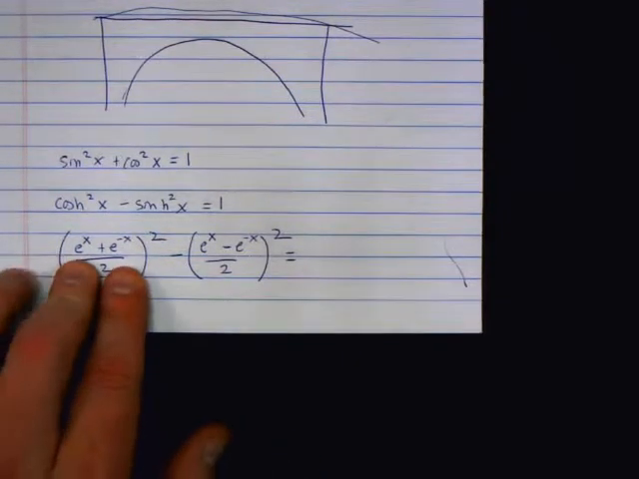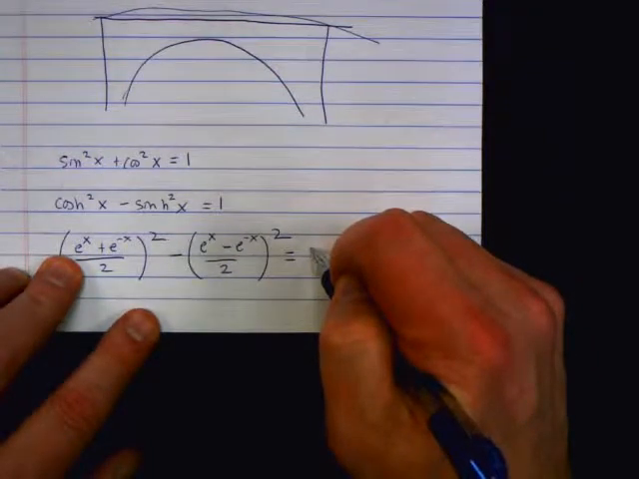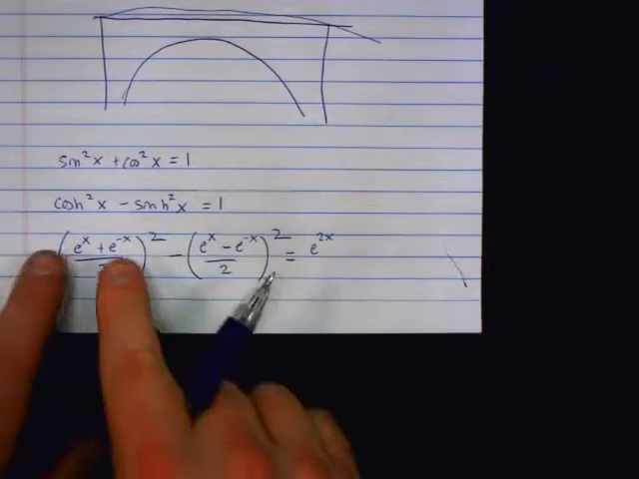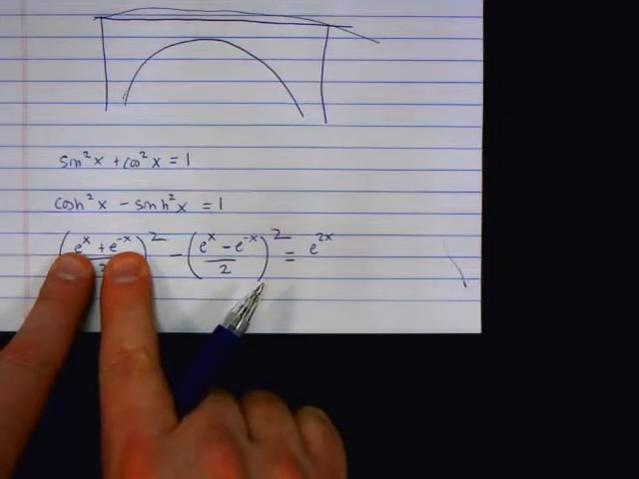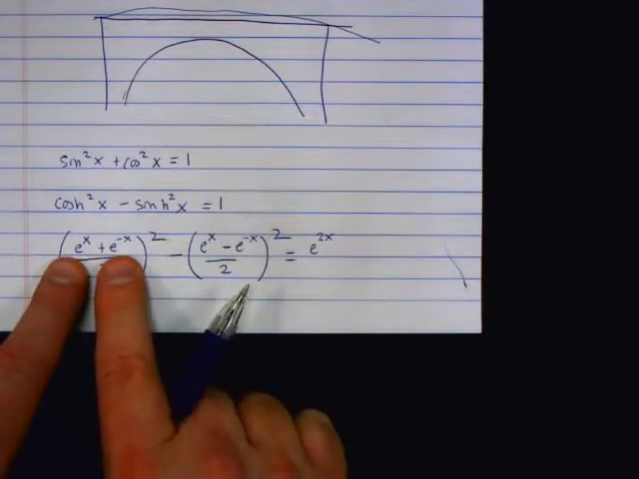So you square this, you square the first one, what's e to the x squared? E to the 2x. And then you multiply the two things in the middle, and you multiply them by 2. What's e to the x times e to the negative x?